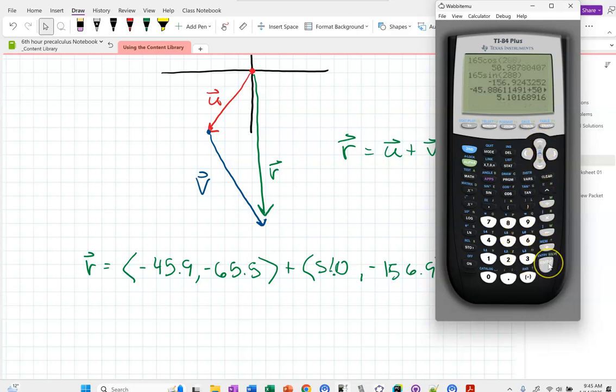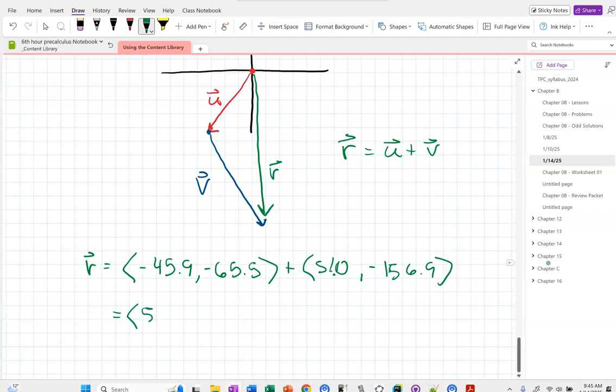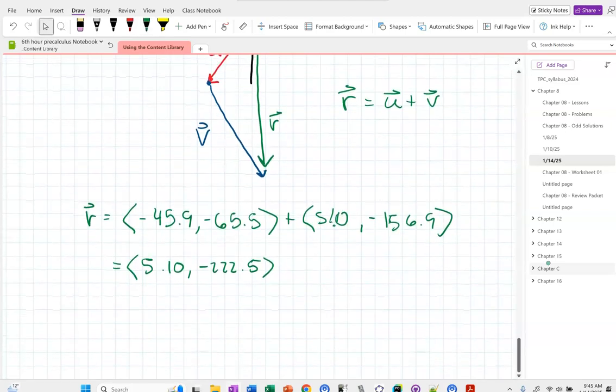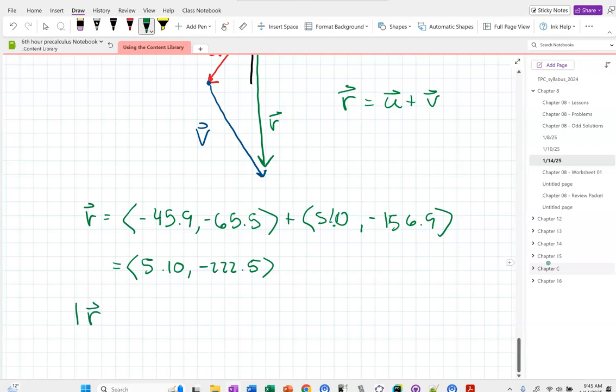So again, to add two vectors, I just add their x components and their y components. When I do that, I get 5.10, comma, negative 222.5. So far, so good. Okay. Now to find out how far the boat is from port, I just need to find the magnitude of R.